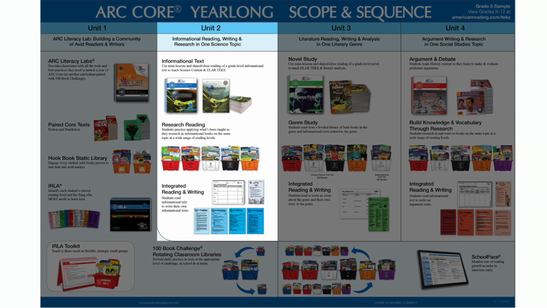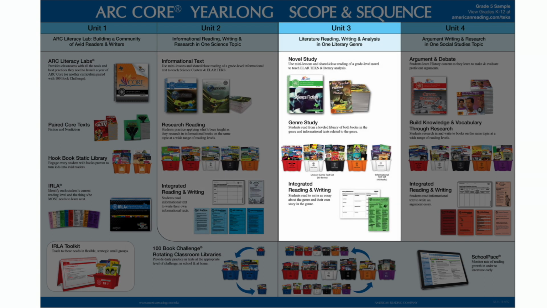In Unit 2, students identify and analyze the characteristics of informational text. In this example, each student selects an ecosystem in which to become an expert, and the unit culminates in an informational piece about their research topic. Unit 3 shifts focus to a literary genre, like science fiction.